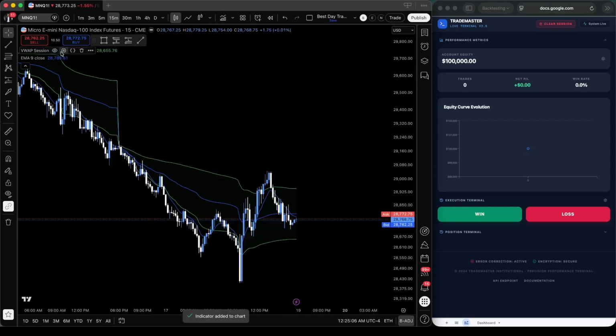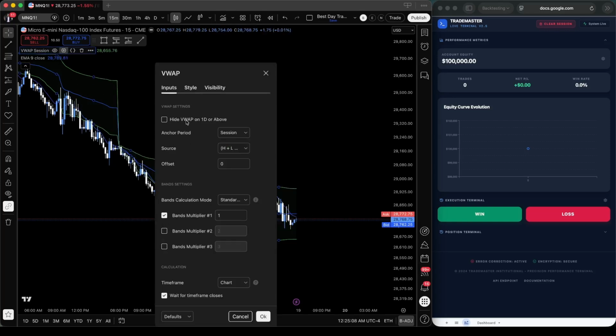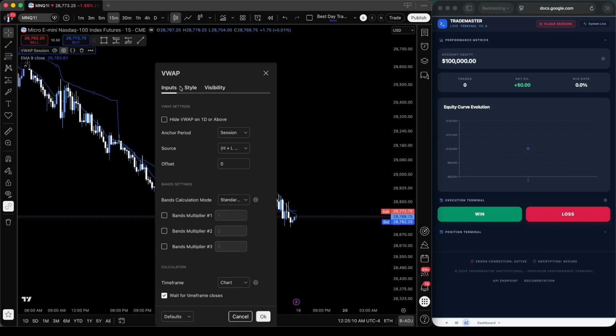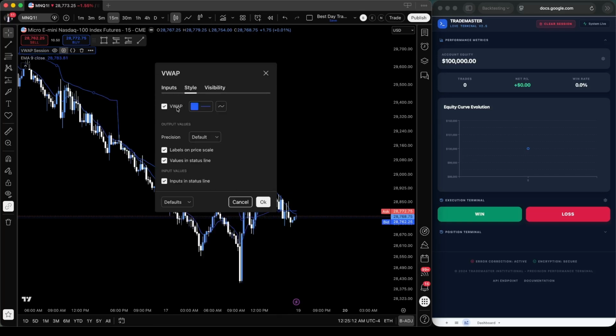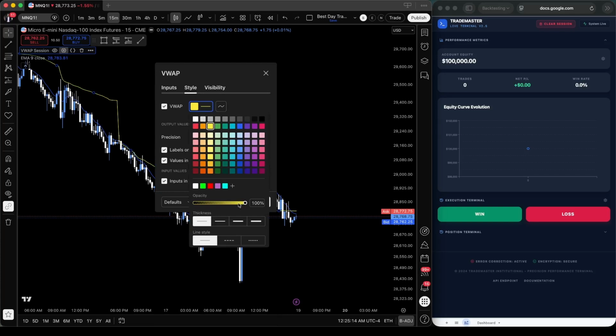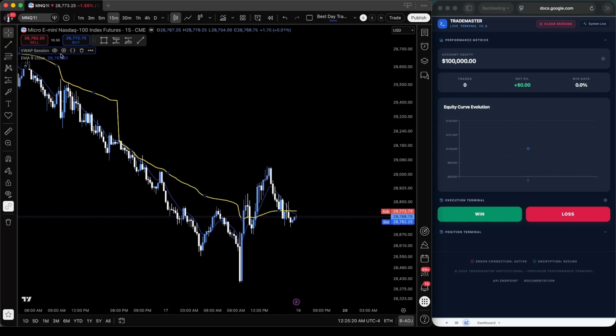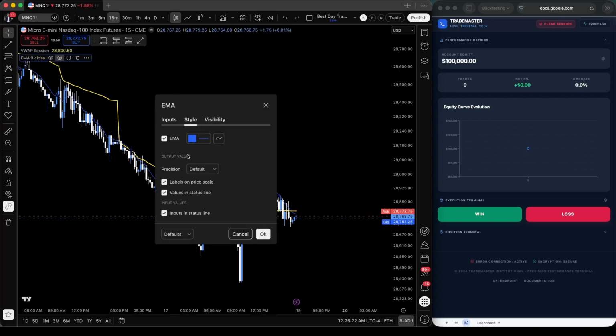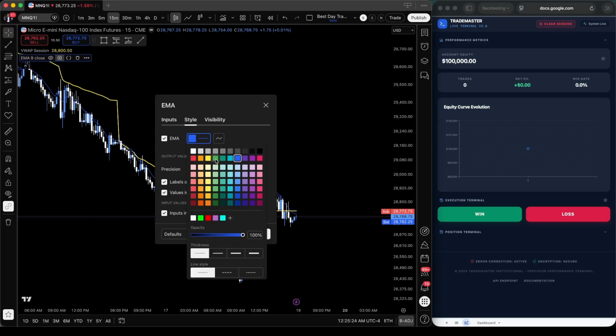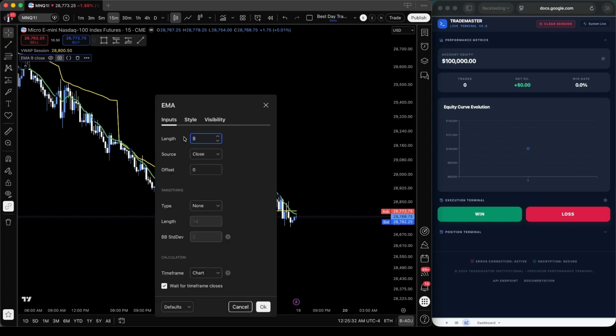So let's kind of go like this. You don't need the bands themselves. All you need is the VWAP. I like to put it yellow so I can actually see it clearly. It doesn't have to be that big. Okay. And then we will do the 50. Let's do green, so at least it can be visible like that. And then let's do the 50.